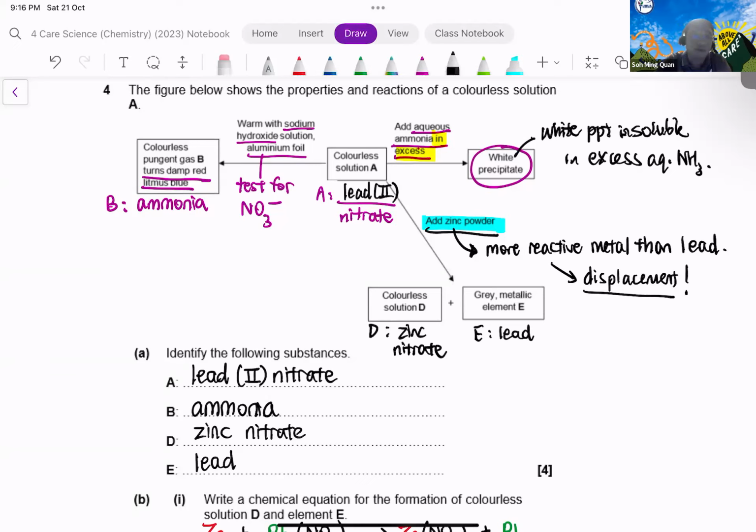Now, most of you will be thinking, oh wow, suddenly we've got lead(II) nitrate, got lead in the answer. Exactly. Lead ion is in your syllabus. However, we didn't do it during practical because Pb2+ lead(II) ions are toxic. Having said that, even though it's not in practical, it can still be tested in theory, such as this. So just take note. I can test you on theory.